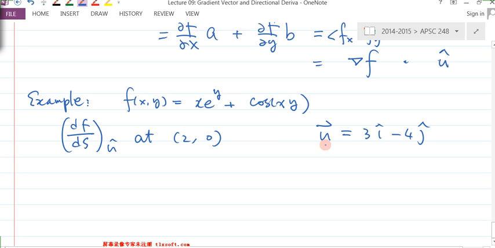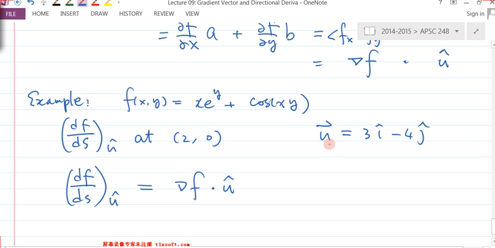Right? Okay, so how do we calculate that? According to the formula, right? u hat, so let's calculate the directional derivative general expression first. Calculate the general expression first, and that is del f dot u hat. Okay? Del f dot u hat.